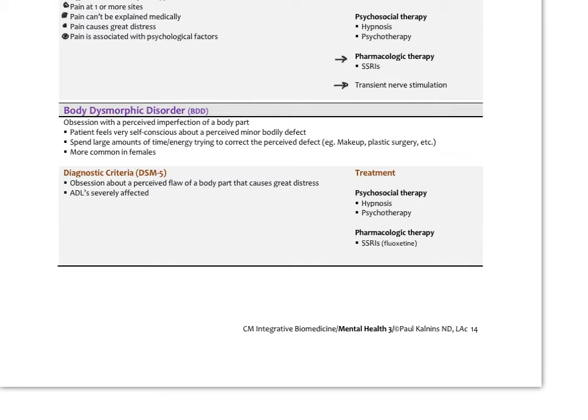The criteria are an obsession about a perceived flaw in a body part that causes great distress, and the activities of daily living are severely affected. So again, potentially hypnosis, psychotherapy, SSRIs such as fluoxetine, Prozac are commonly prescribed for BDD.